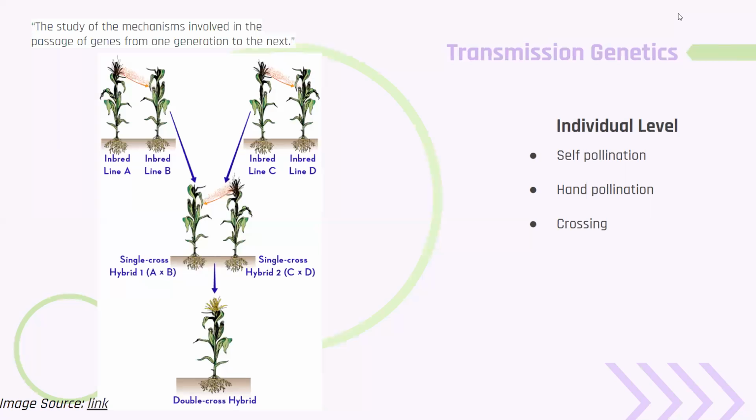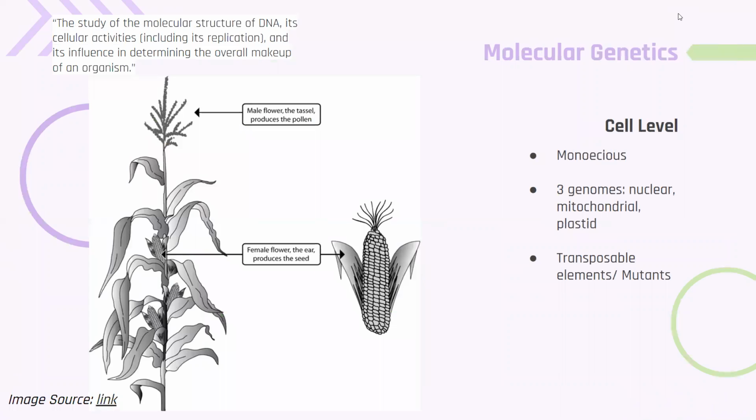Then there is hand pollination and crosses, which will be the conscious decision to pass these certain traits on from a specific parent plant to make a better crop. Second up would be molecular genetics, which to me is looking at the cellular level.